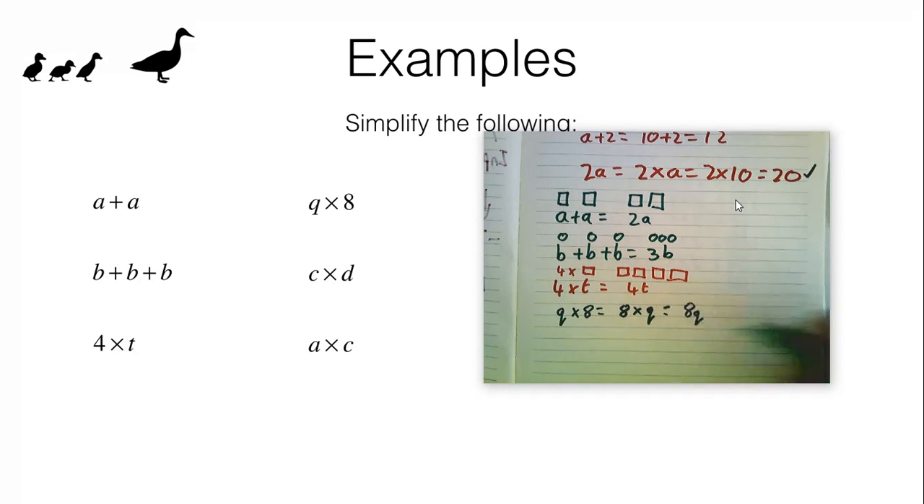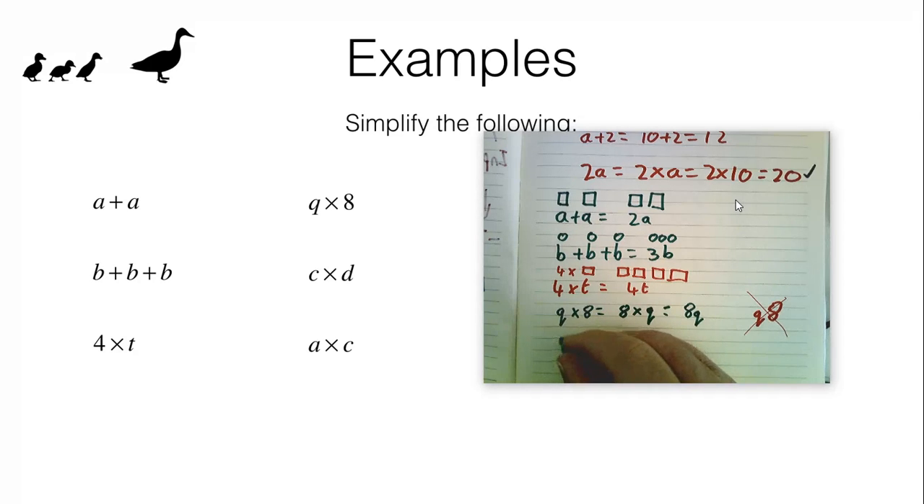Now it's important to note that we always write this number here in front of the letter. So we put 8Q. We would never write something like this. We would never write Q8. Okay? Let's have a look at another one. We've got C times D. C times D would be CD.